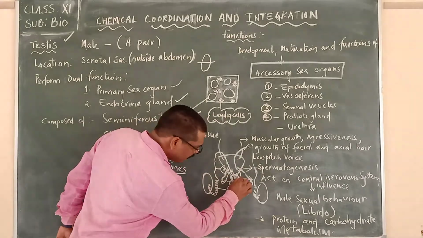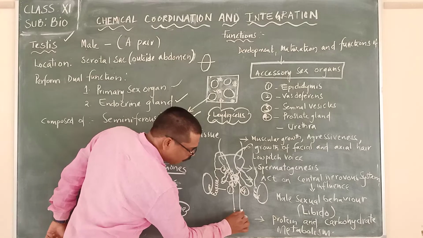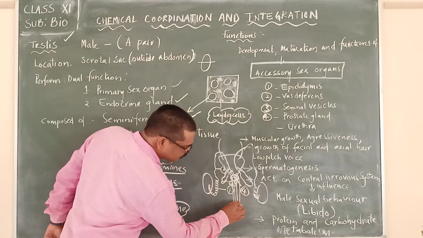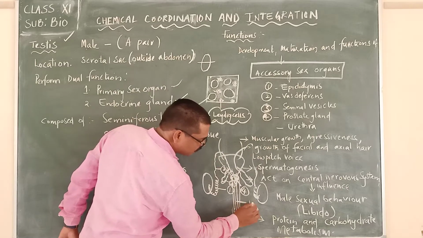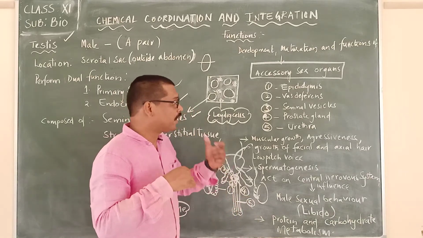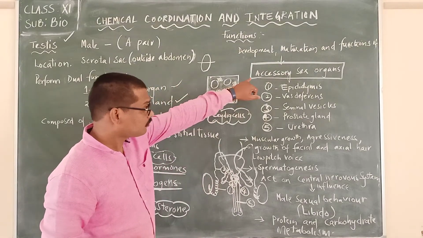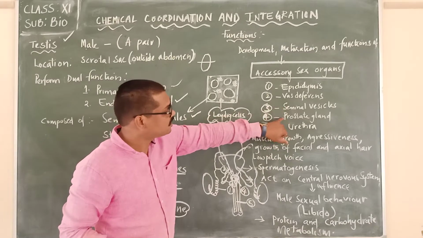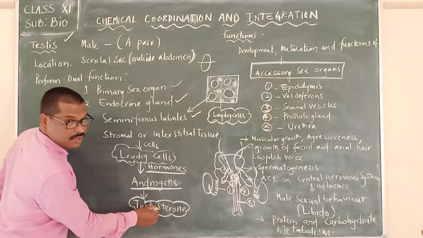And now through the penis of the males, there will be a small path. That path which continues in the penis will be called what? The urethra, the small path. So for the development, maturation and functions of the accessory sex organs like epididymis, vas deferens, seminal vesicle glands, prostate and urethra, all these will be developing under the control of which hormone? Testosterone.